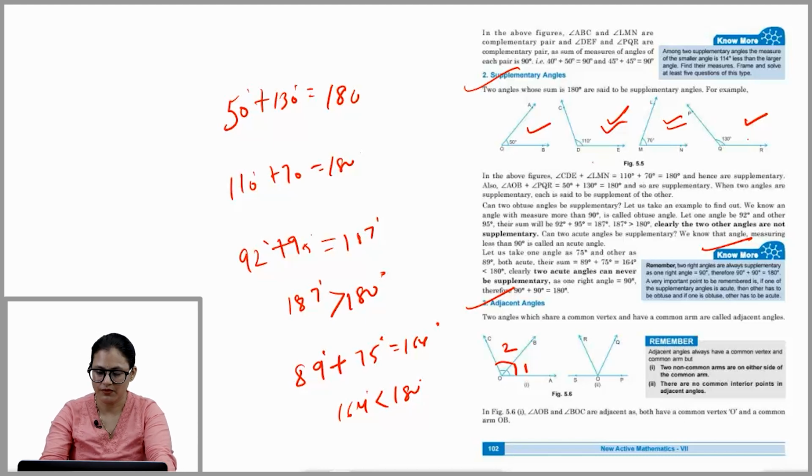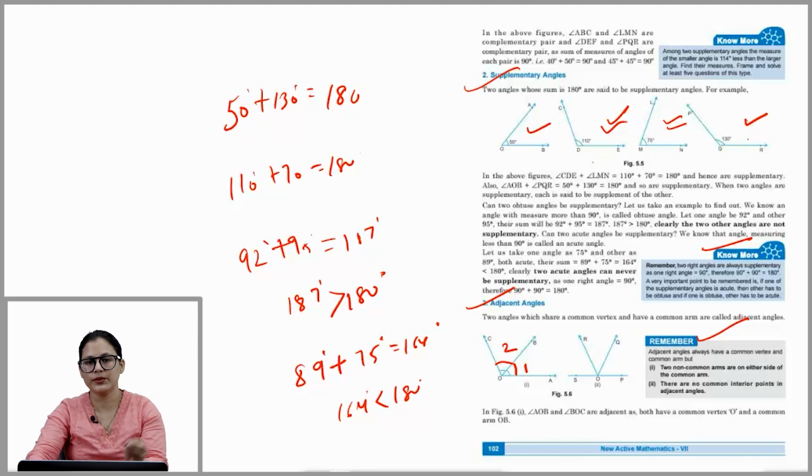Remember, adjacent angles always have a common vertex and common arm, but the two non-common arms are on either side of the common arm. And number 2, there are no common interior points in adjacent angles.